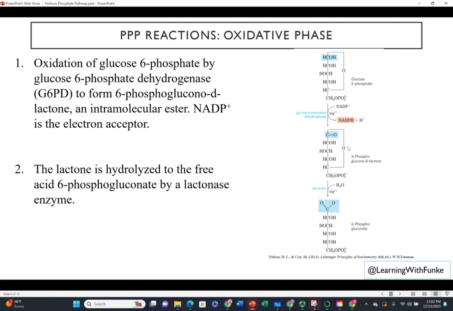And then in the second step, after we formed this 6-phosphogluconolactone, the next step is catalyzed by the enzyme lactonase, and that pretty much uses, like the first step, magnesium as a precursor. It takes in water. Water is one of the reactants, and then we form 6-phosphogluconate here in the second step of the oxidative phase.